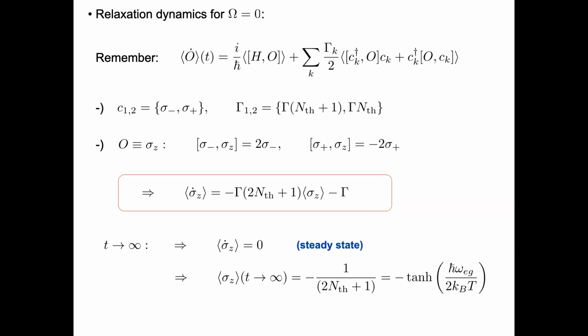Can you just quickly say again why the commutator of H and O doesn't contribute? Okay, because here I'm talking about an undriven system. Even if you put in a delta, it would commute.